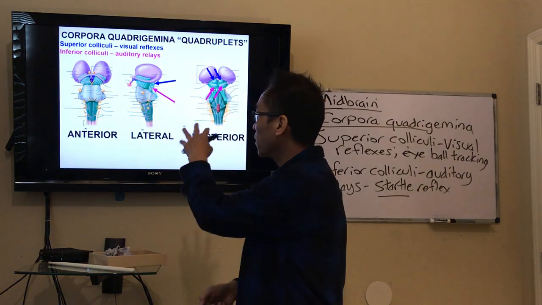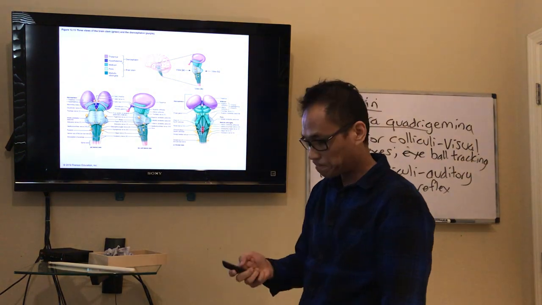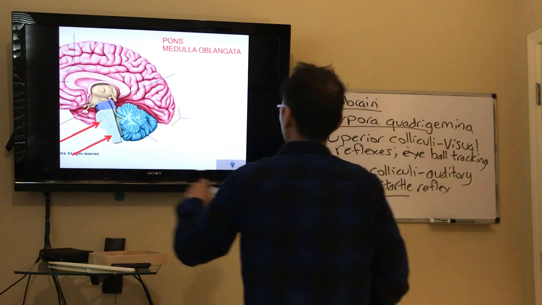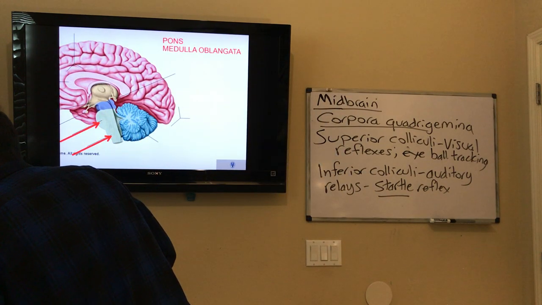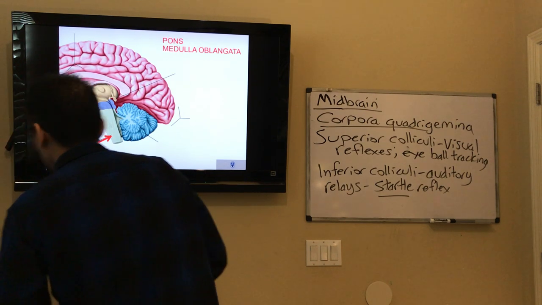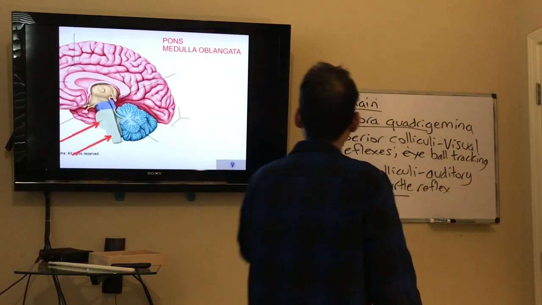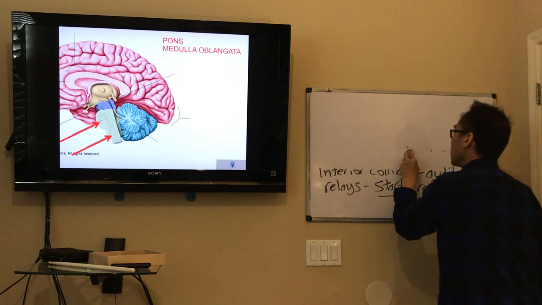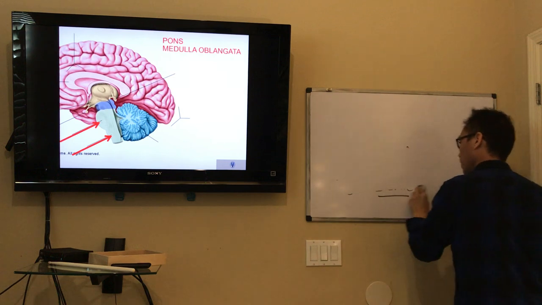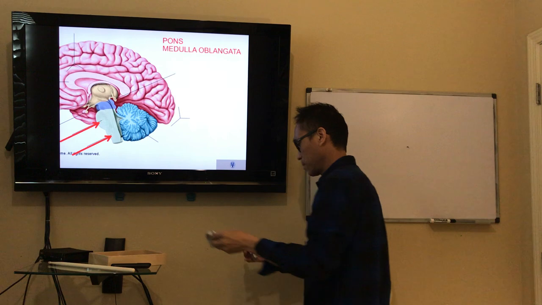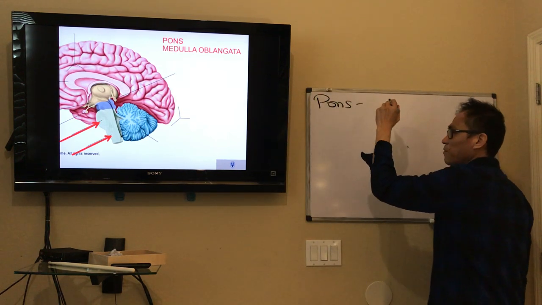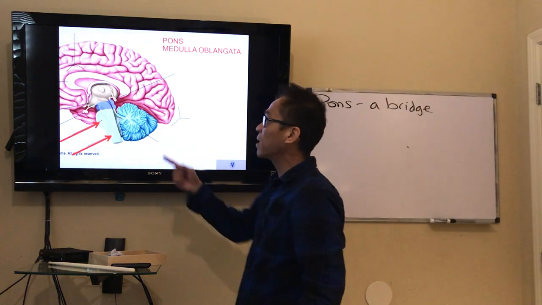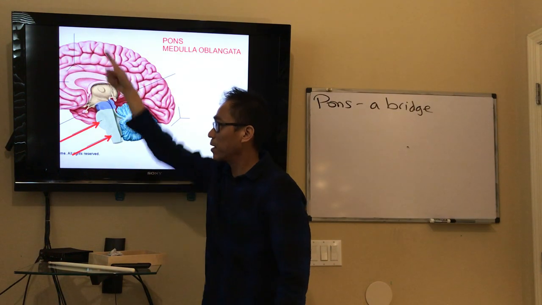Let's move on. So this figure, it's fully labeled here. So if you wanted to study the whole thing, you could. Moving on, we got pons, medulla. Pons is often described as a bridge. It contains a large number of neurons that connect pathways from cerebrum to cerebellum, because it's right there in the middle. So it connects those two things.